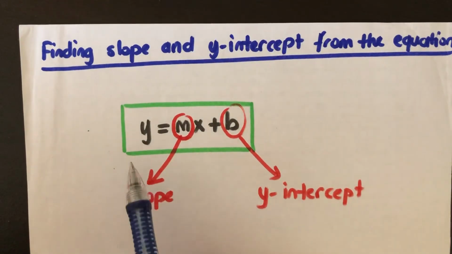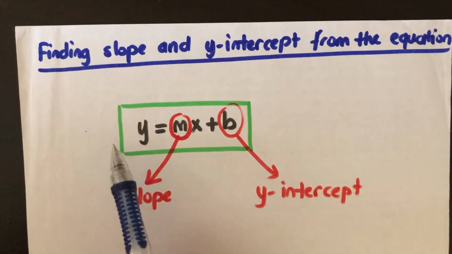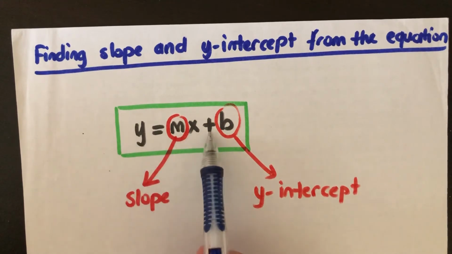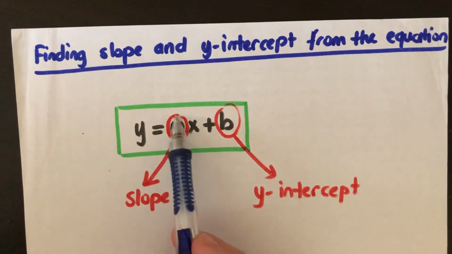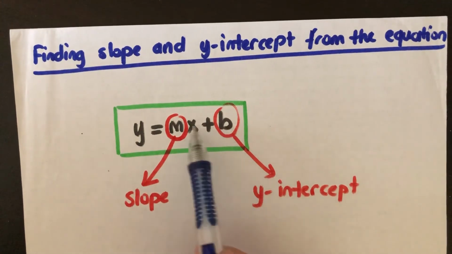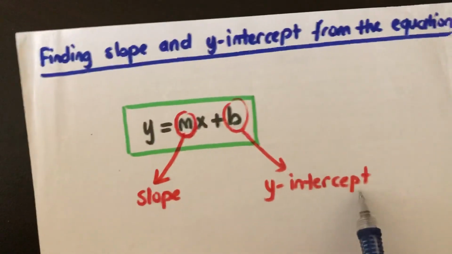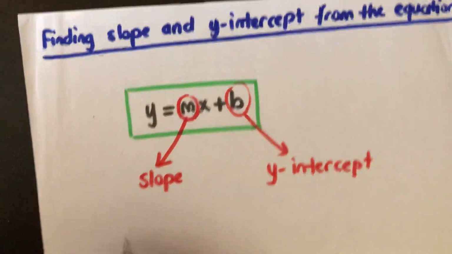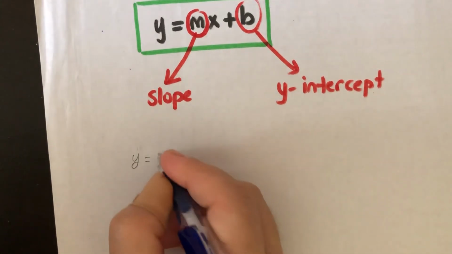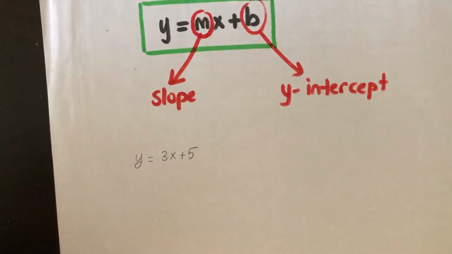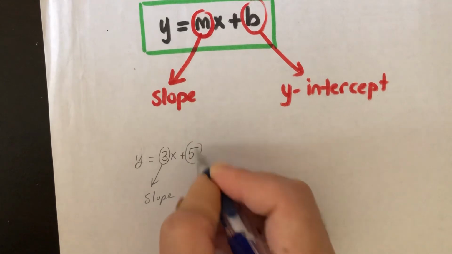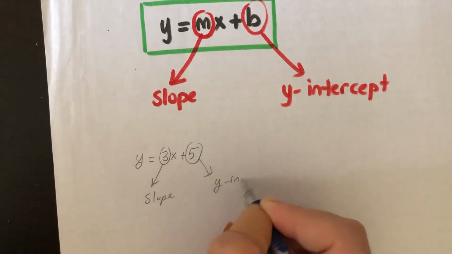Whenever you have an equation in slope-intercept form, which should look like this: y equals mx plus b. The m, the number in front of x, is your slope, and the additional number b is your y-intercept. Let me give you a couple of examples. Let's talk about that one. y equals 3x plus 5. This 3 is my slope and 5 is my y-intercept.